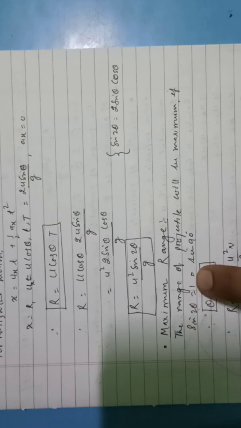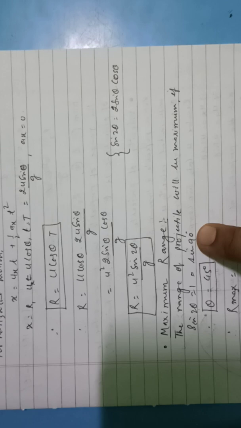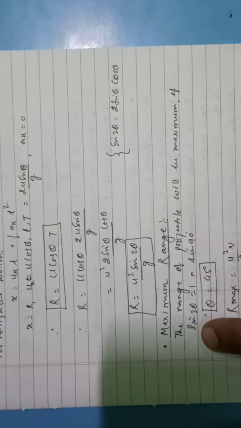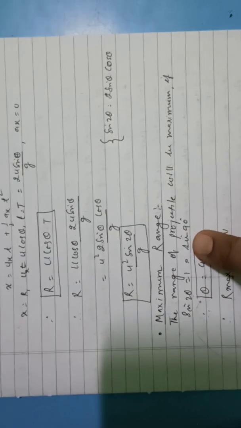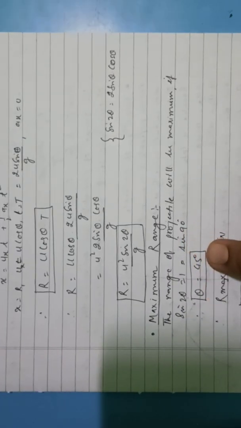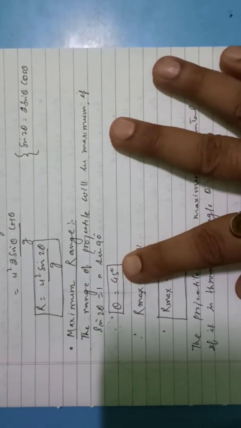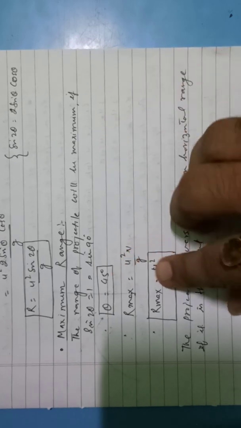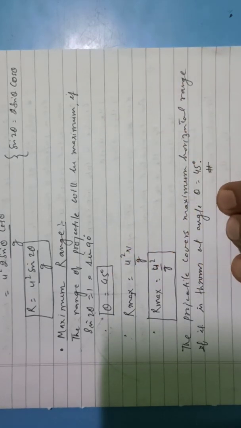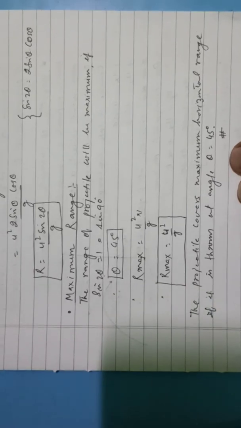Now, sin 2 theta is equal to 1 when it is sin 90. We take the inverse and sin cancels out. 2 theta is equal to 90 degree. Therefore, theta is equal to 45 degree. Any object which is thrown at an angle of 45 degree covers a maximum horizontal range. Any projectile, when thrown at an angle of 45 degree, covers a maximum horizontal range.